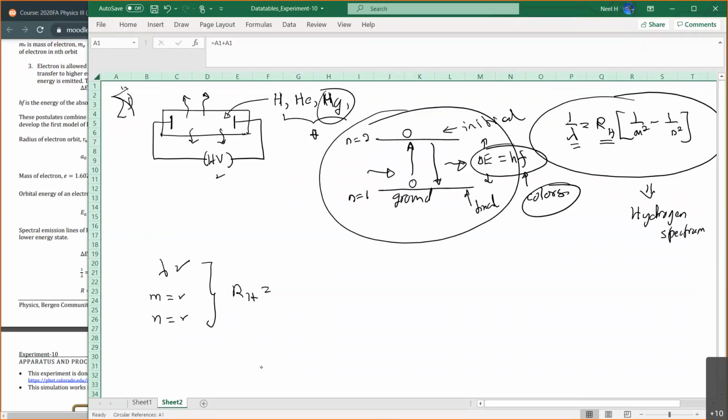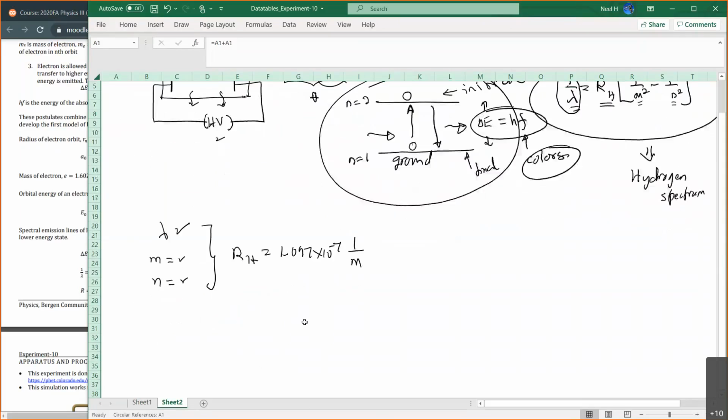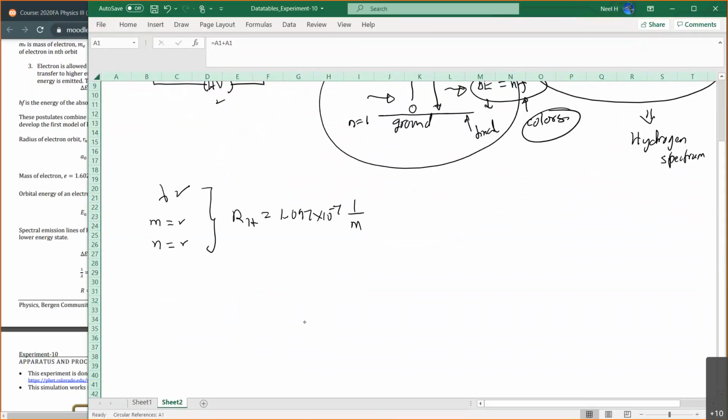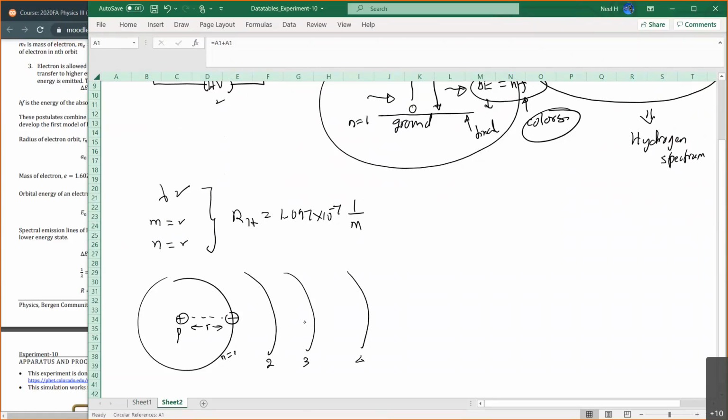So this RH, what we are expecting is 1.097 times 10 to the 7, 1 over meter, right? Because RH should match with this one, 1 over lambda. You need those higher states, right? So when Bohr explained this, he explained it nicely because his model is that the hydrogen atom has only one proton and the electron is orbiting around it. But the electron doesn't necessarily need to stay in this n equals 1 state. It can have many other states beyond that, right? n equals 2, 3, 4, 5, anything, right?